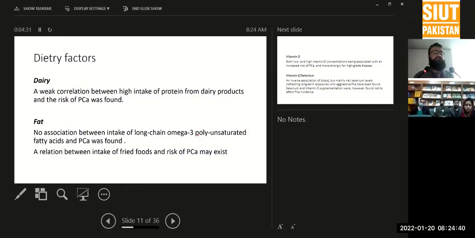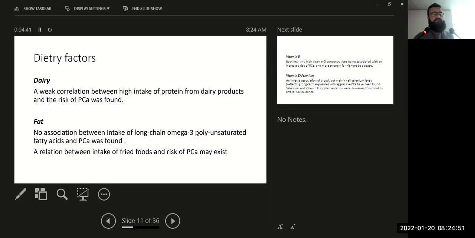Dietary factors. A weak correlation between high intake of protein from dairy products and the risk of prostate cancer was found. There is no association between intake of long-chain omega-3 polyunsaturated fatty acids and prostate cancer, but a relation between intake of fried foods and risk of prostate cancer may exist.